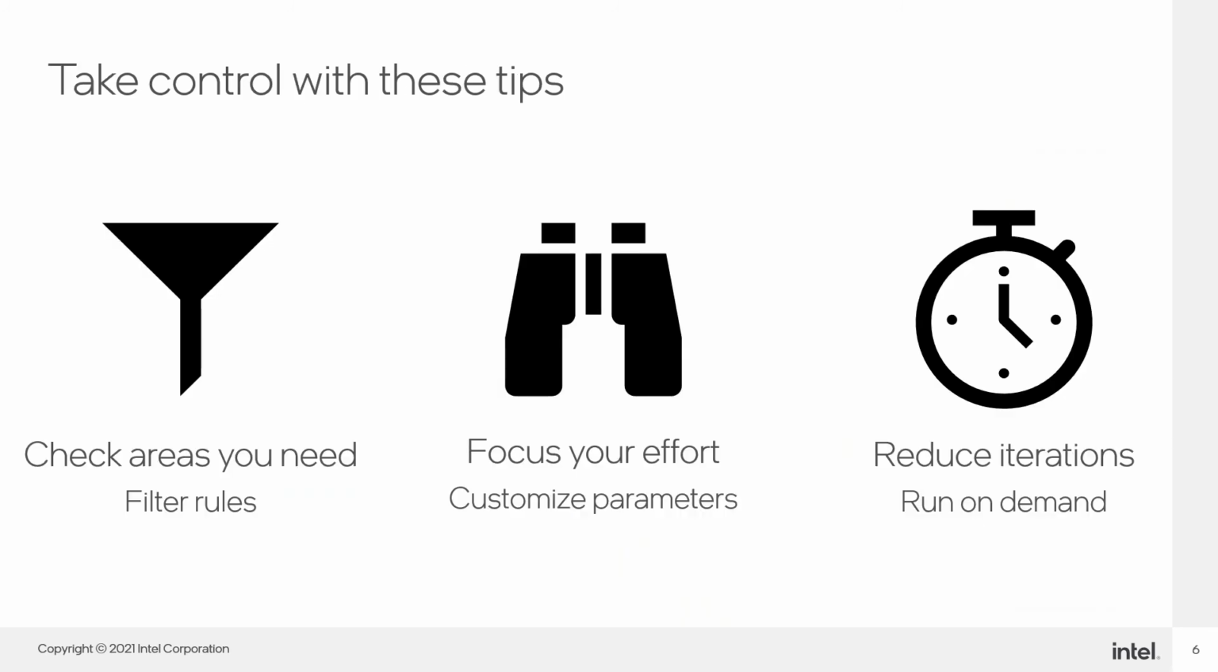Use the tips in this video to take control of the Design Assistant rules you run and how you run them. Use filters to choose rules that are appropriate for your design stage. Customize parameters to focus the rules for parts of the design you're working on now, and reduce iterations by running the rules on demand.